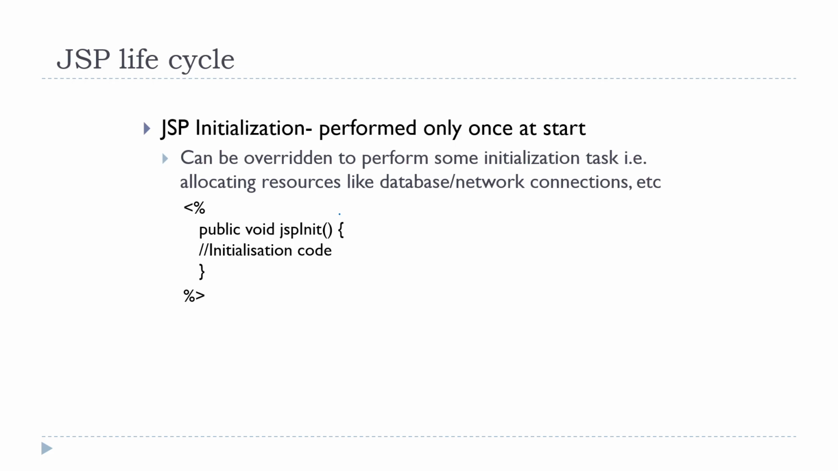All the initialization code is written inside this JSP init method, and we can override this method to provide some initialization code. Like if we want to allocate some resources like database, or we want to open some connection, then we can write all that code in the JSP init method. This method will be executed only once at the beginning. So whenever our web application is loaded, the init method of that JSP will be called only once.